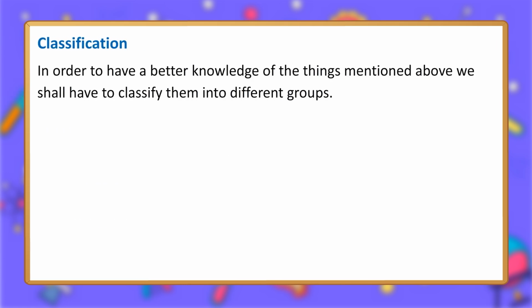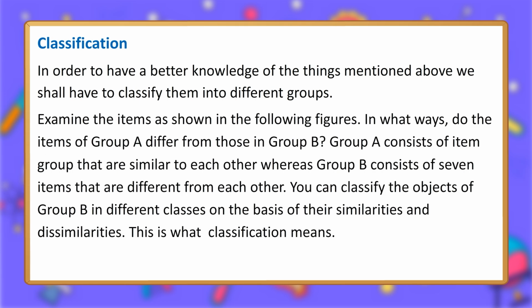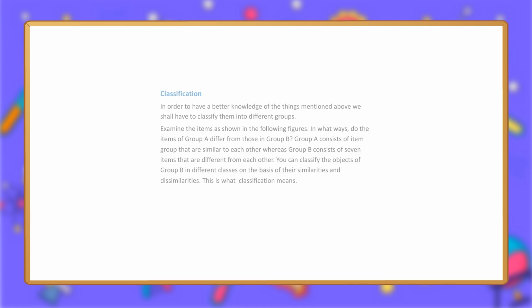Classification. In order to have a better knowledge of the things mentioned above, we shall have to classify them into different groups. Examine the items as shown in the following figures. In what ways do the items of Group A differ from those in Group B? Group A consists of items that are similar to each other, whereas Group B consists of 7 items that are different from each other. You can classify the objects of Group B into different classes on the basis of their similarities and dissimilarities. This is what classification means.